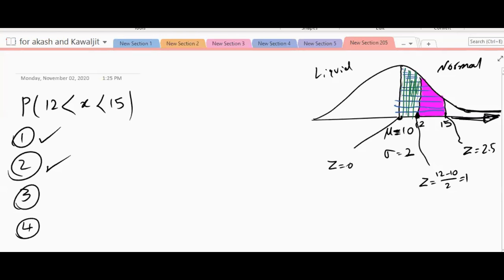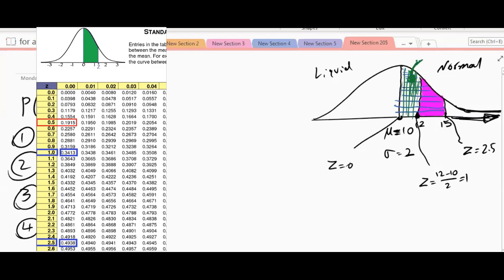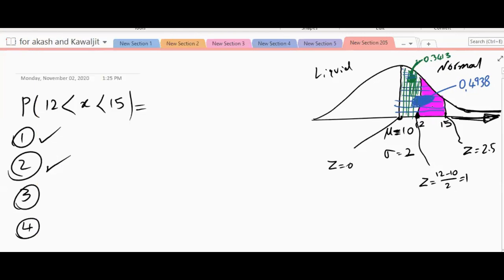So first, tell me, what is the area between the mean and 1 standard deviation from the mean? This green area. 0.3413. Very good. And now for the blue area, notice that I use big bullets to refer to the area of interest: the area between the mean and 2.5 standard deviations. How much is that area? 0.4938. So to find the answer, I have to subtract this green area from the blue area. The blue area is 0.4938 minus, now what is the green area? 0.3413.